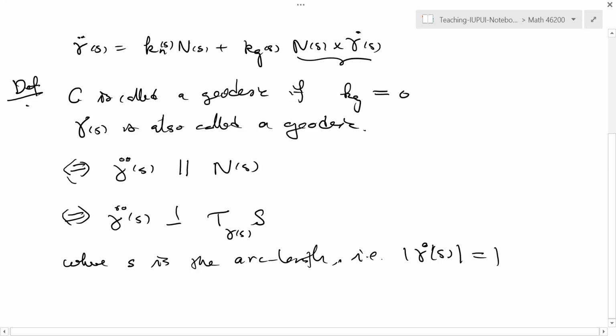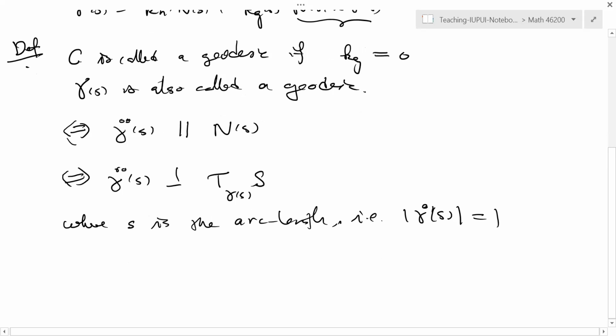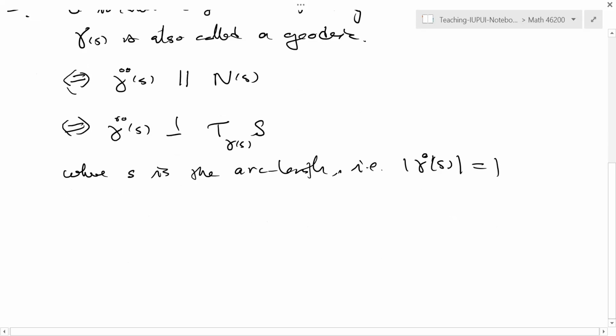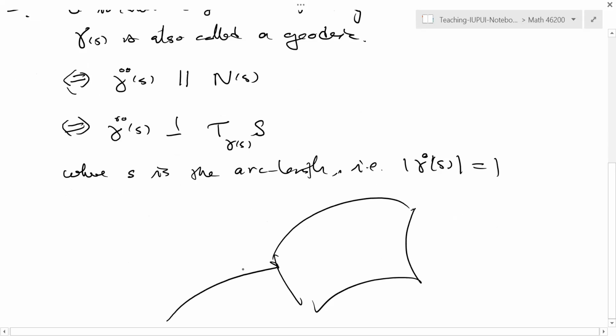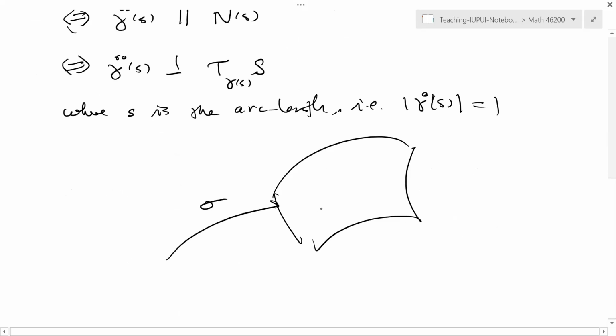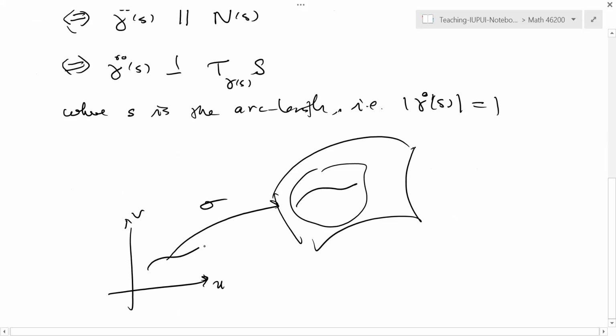Right, so now I'm trying to find equations for the geodesics. That's today's main purpose. Take an arbitrary surface patch. The curve is inside here, and over here you have u and v. So this is the curve u(s), v(s), and here gamma s is going to be sigma of u(s), v(s).